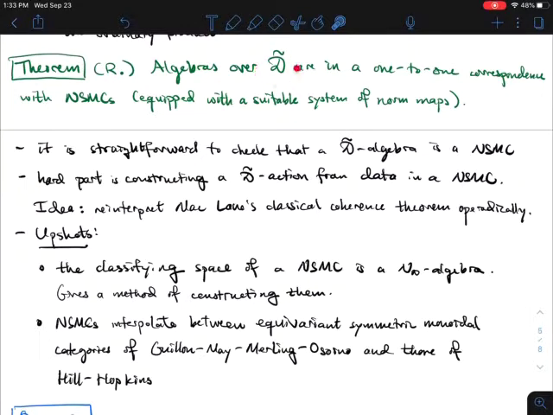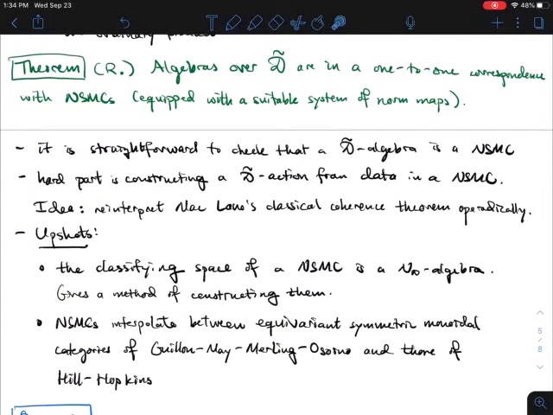Remember, D is constructed freely from a certain set of transfers, and we need to use the same data to construct our normed symmetric monoidal categories. It is essentially straightforward to check that a D-tilde algebra is an NSMC. You just look inside the operad and find the diagrams you need. The hard part is showing that a D-tilde action arises from the generating data in a normed symmetric monoidal category. Here the idea is to reinterpret Mac Lane's classical coherence theorem operadically and equivariantly.